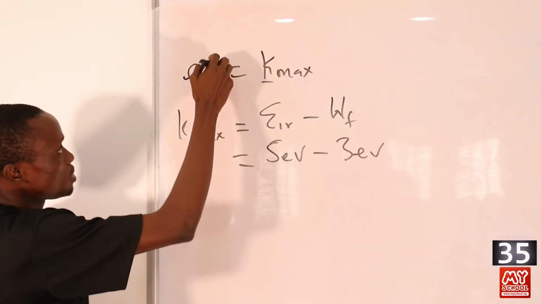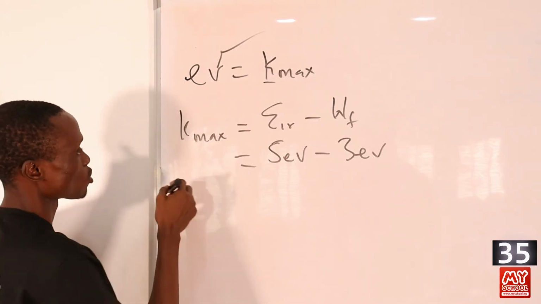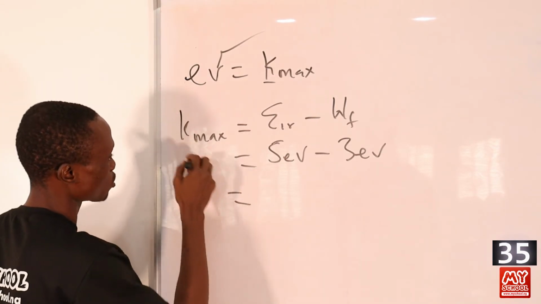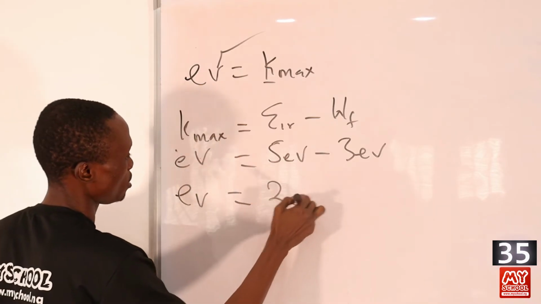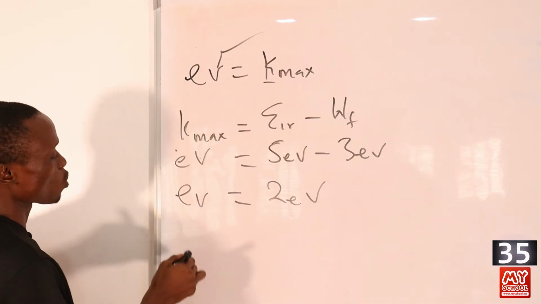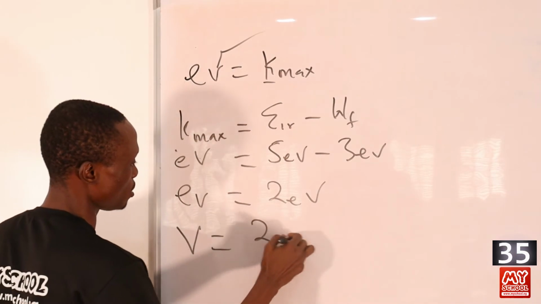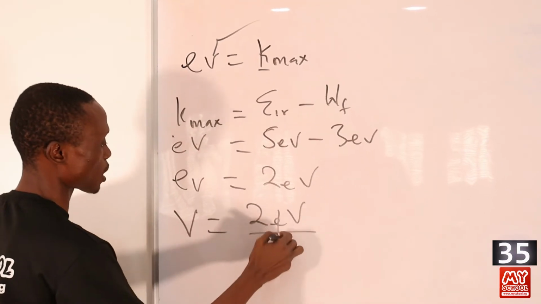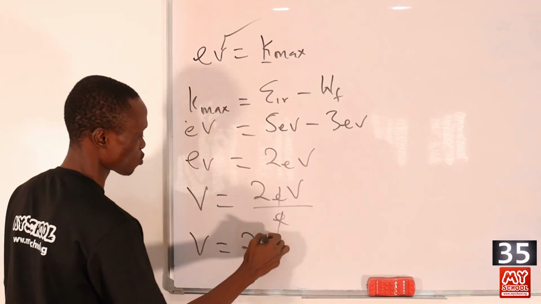Now remember that V stands for the stopping potential. So we have eV equal to 2 eV. We can make V the subject of the formula, so V becomes 2 eV divided by e. So e will cancel out e, so that the stopping potential V is equal to 2 volts.